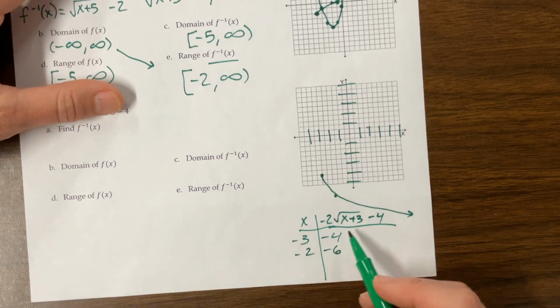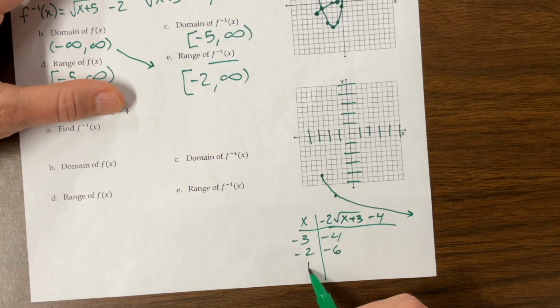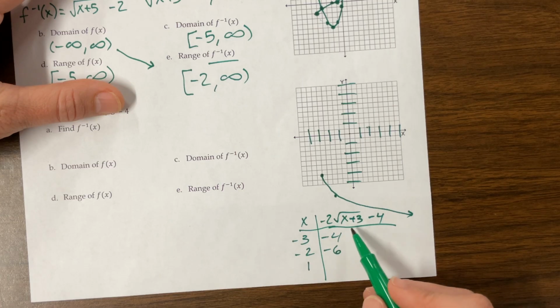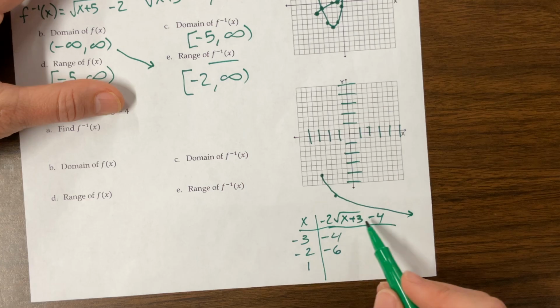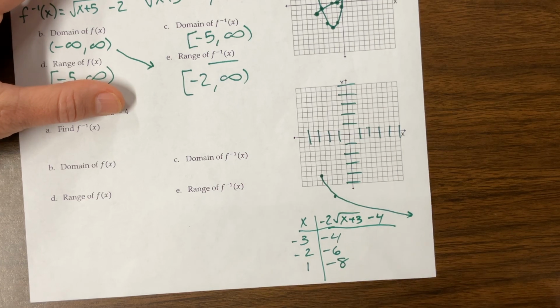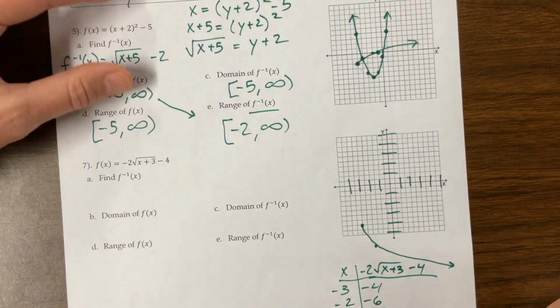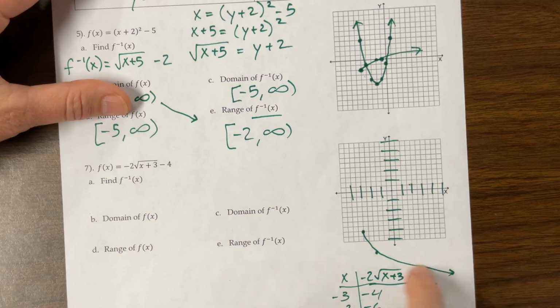Okay, now let's go over 4 from here. So let's plug in a positive 1. 1 plus 3 is 4. Square root of 4 is 2. Negative 2 times 2 is negative 4, and another negative 4 is a negative 8. And so those are some of the points of that graph. And so it's looking something like this.